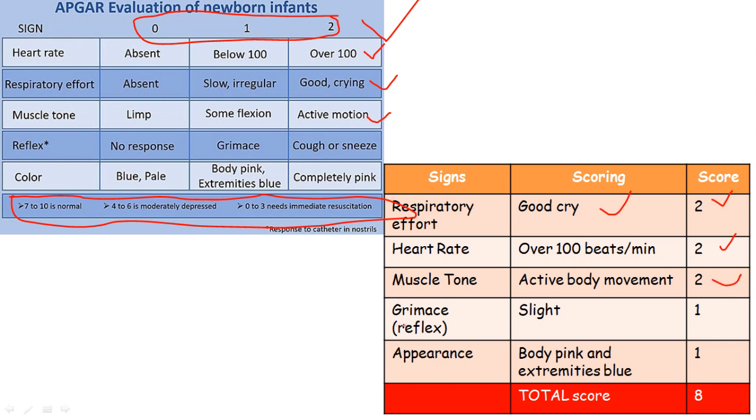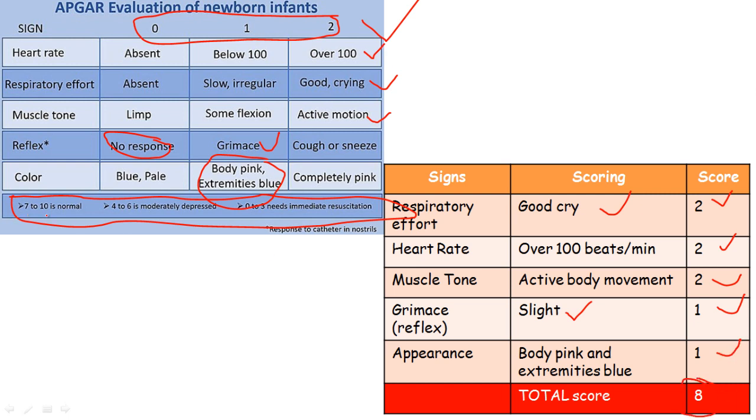And for the grimace, that is a kind of reflex. The child is having only a slight grimacing reflex. So we'll go with the score 1. Suppose if it is completely absent, we'll go with a score of 0. But here they have given a slight response. And the next one, the appearance, that is body pink and extremities blue. So that means a score of 1 will go. So the total if you make it, that is around 8.